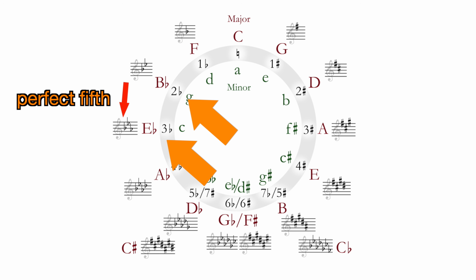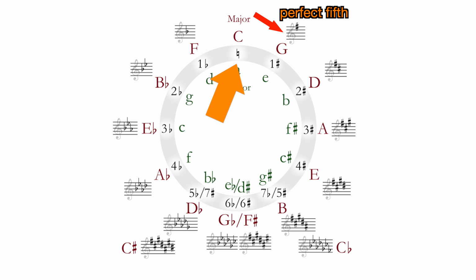If you want to go clockwise, you just go up a fifth. So from 0 keys, C major, to 1 sharp, you go from C a perfect fifth up to G major and you got 1 sharp.